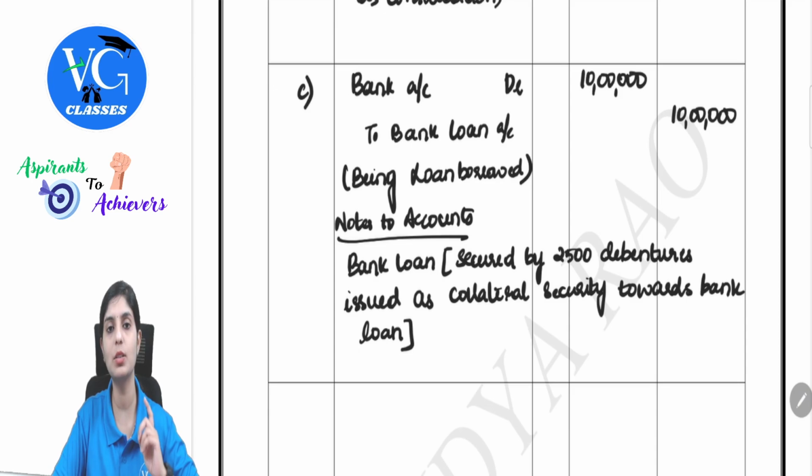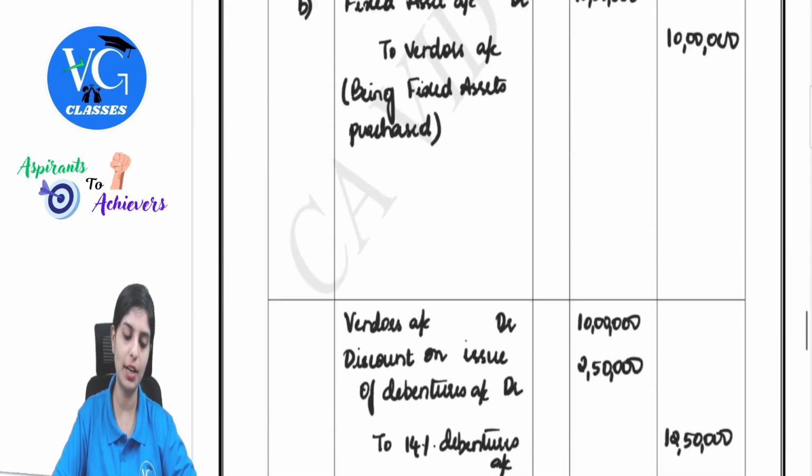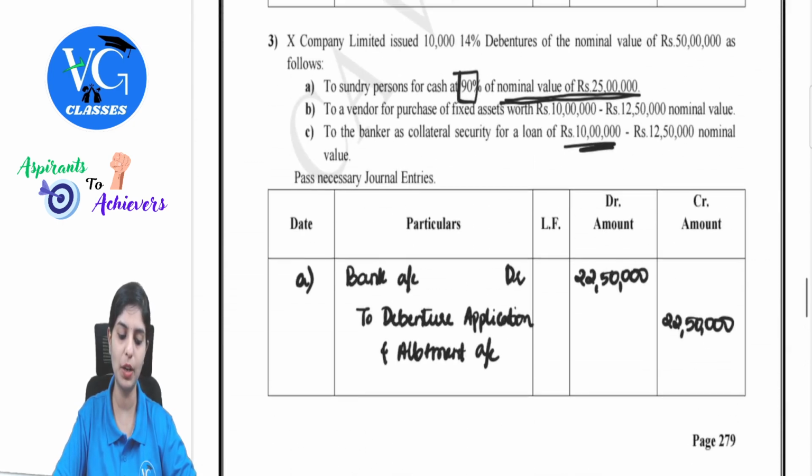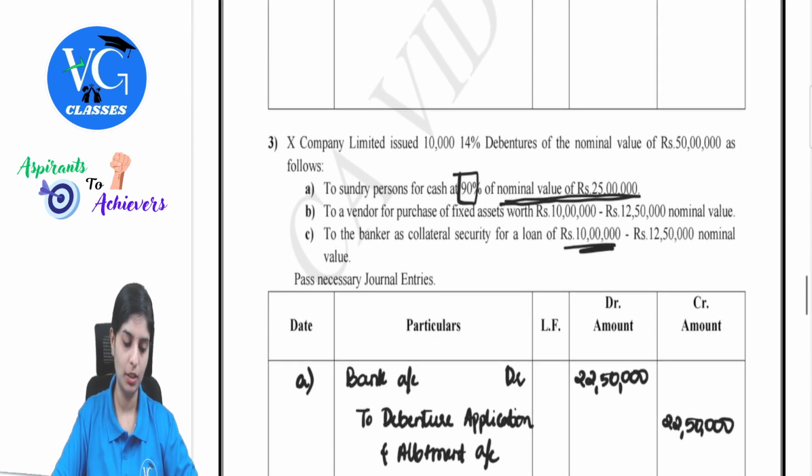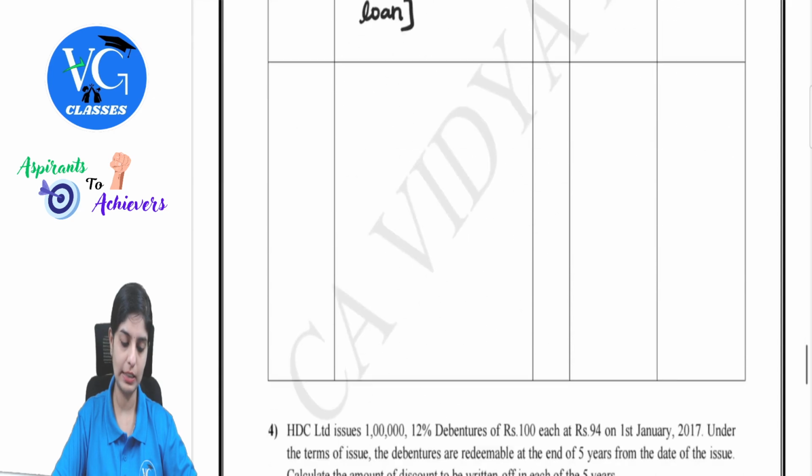Is this clear? This is as per method 1. Since the question prescribed nothing, we understood that providing method 1 would be more suitable. So this was the third question. Next.